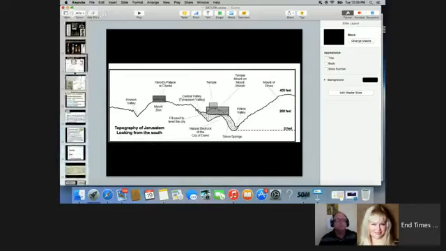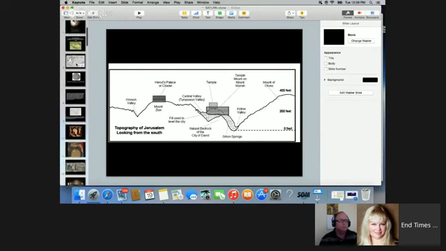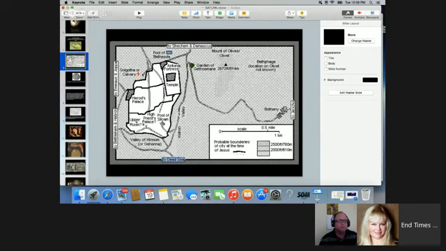Oh, you know what? I forgot to point out something up here, that in this map, when Jesus was hung on the cross, the veil was torn, the temple was split, right here.